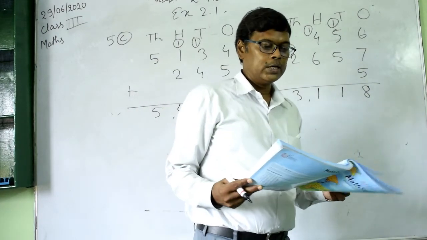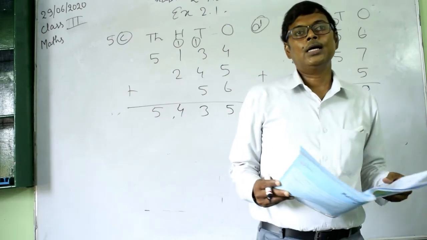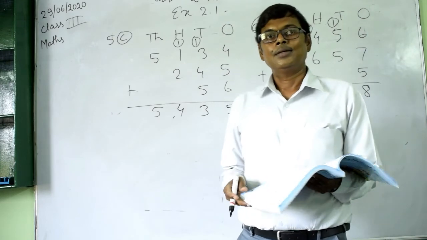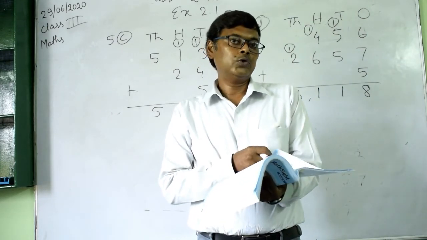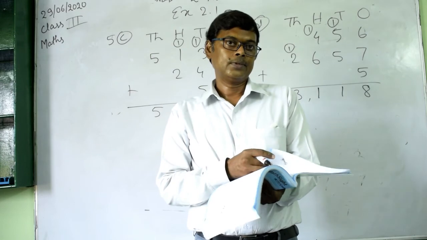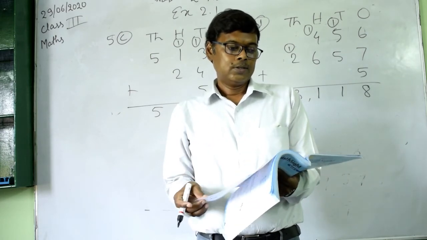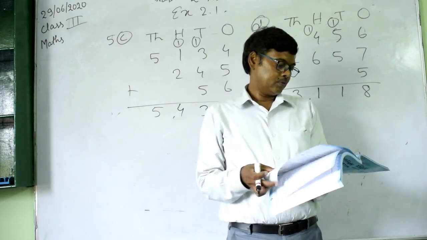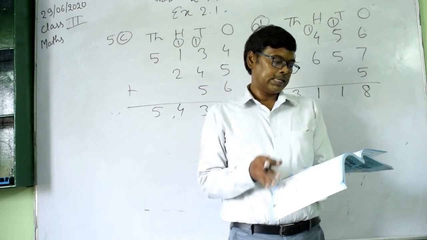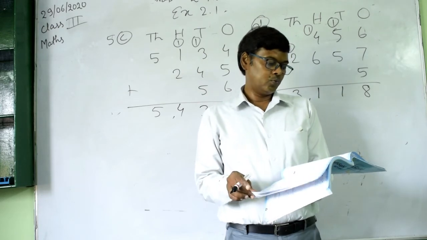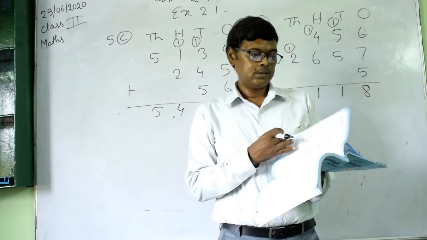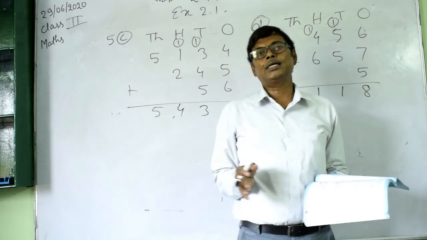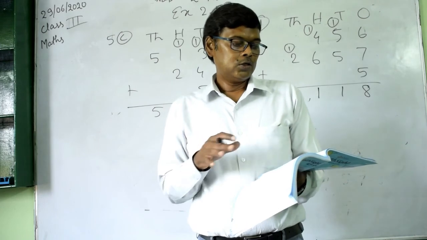So I hope you have understood all those sums and how to do those sums. Understood? And I think you are also solving the questions at home. So this exercise is finished, but the chapter is not finished yet. This chapter is not finished and we have more exercises in this chapter. You have 2.2 and 2.3, 2.4 and 2.5.